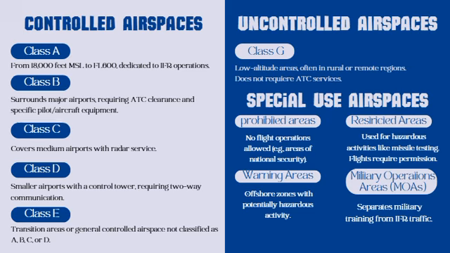Then we have Class C and Class D that surround airports, where pilots need to communicate with ATC but do not need explicit permission to enter. These are represented on the IFR chart by blue dashed or solid lines. Then we have Class E that begins at 1,200 feet above ground level in most areas and extends up to 18,000 feet above sea level. It appears on the IFR en route chart as a shaded light blue or magenta.